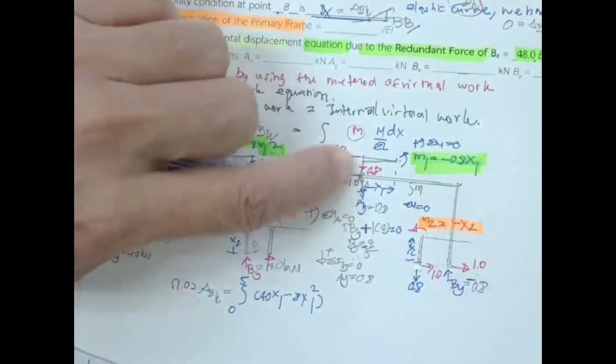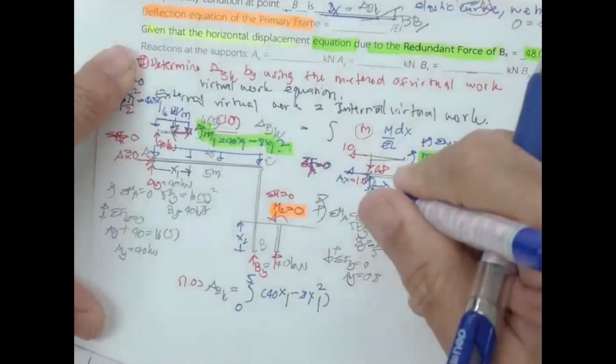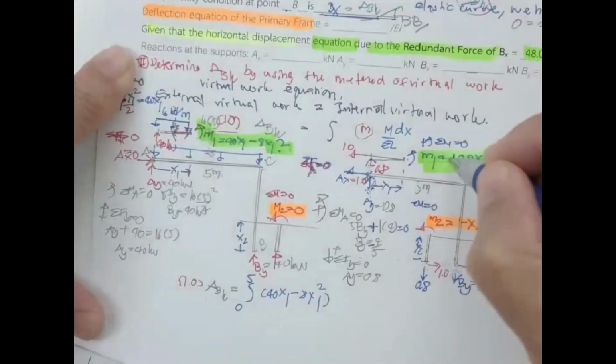If this one is downward, let me put it in the correct one. This is going to be downward. This one is going to be upward. So this one is going to be upward, and this is going to be in this upward direction. So the moment over here is going to be positive. Okay. So marking the direction, you are supposed to be very careful.